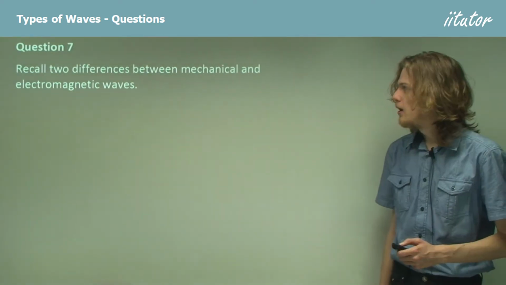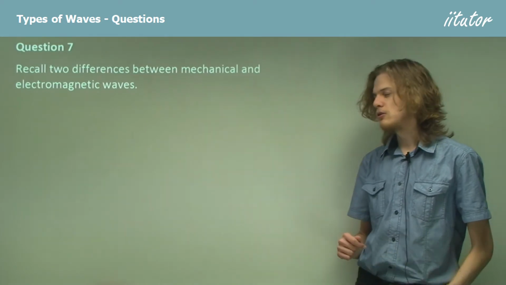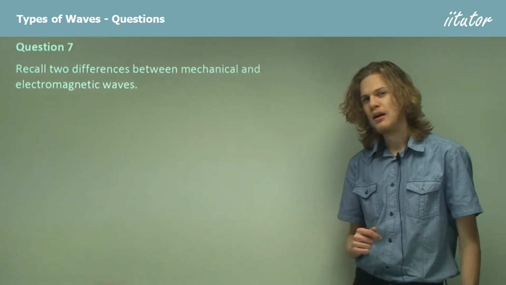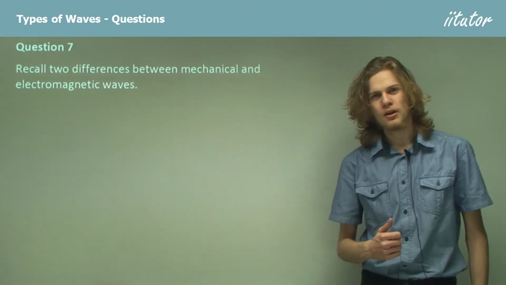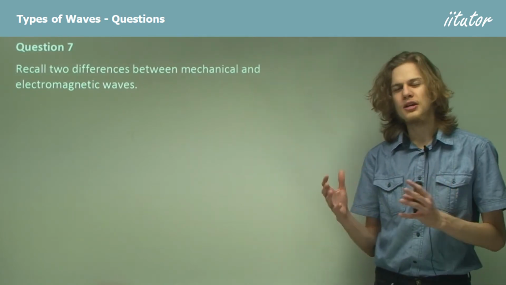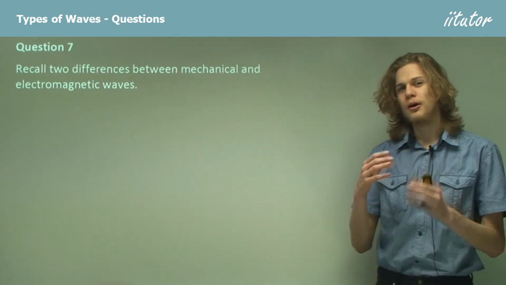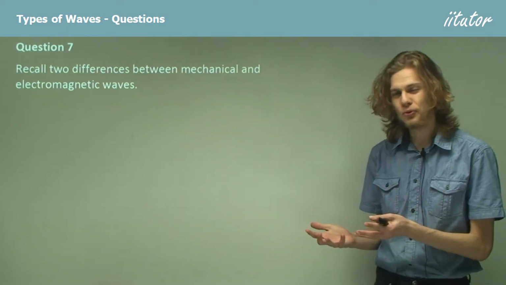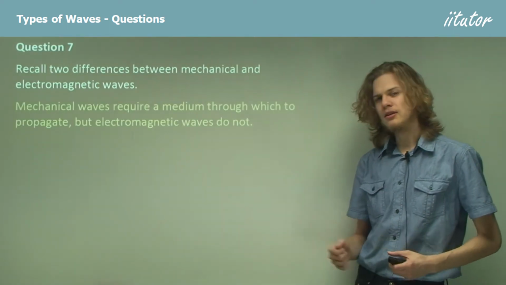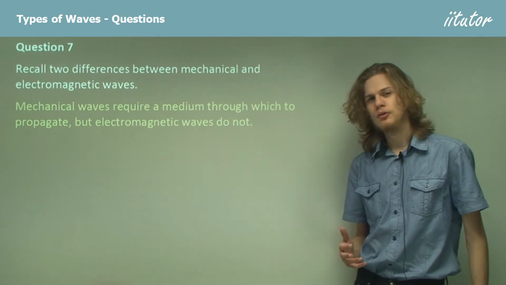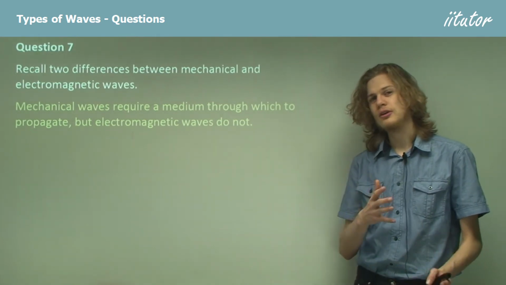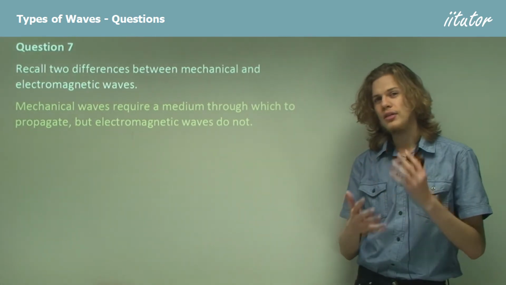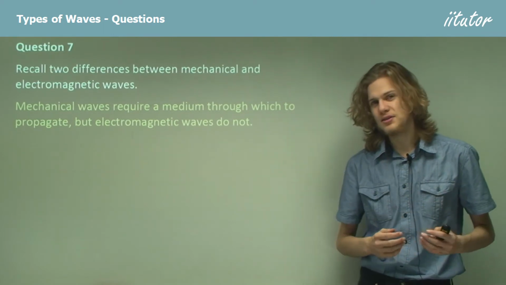Question 7. Recall 2 differences between mechanical and electromagnetic waves. This should be fairly easy, I hope. Mechanical waves have to travel through a medium because they travel through particles interacting with each other mechanically or through contact forces. Electromagnetic waves don't need this. They travel by creating alternating electric and magnetic fields, and with these they can travel through empty space.